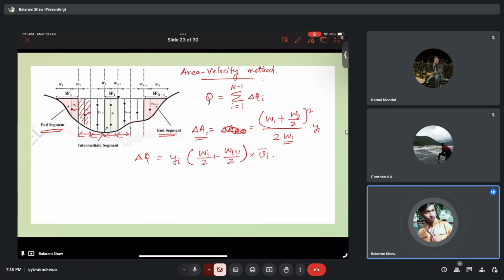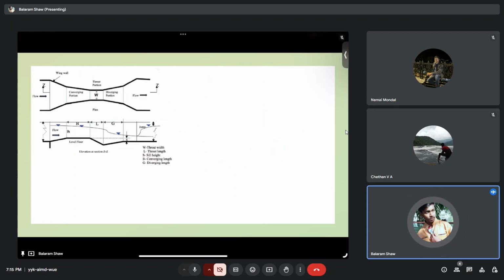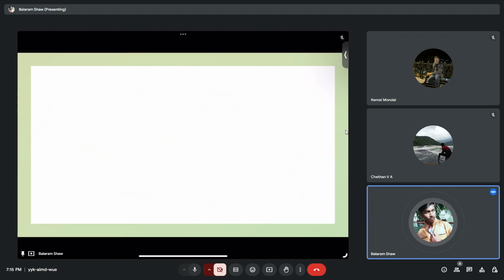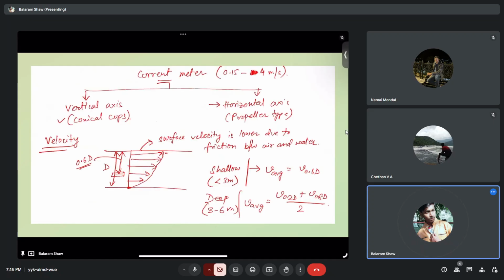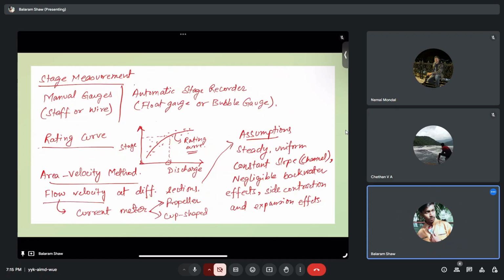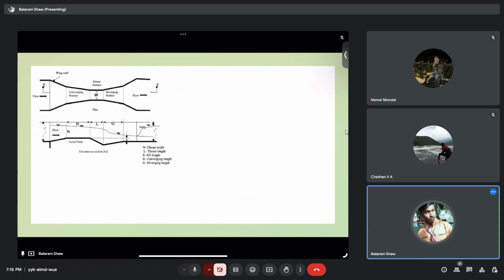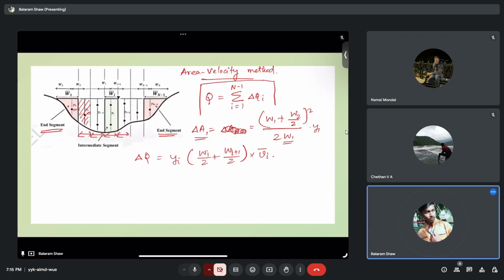Average velocity, as mentioned, you can take at 0.6 depth if it is a shallow stream, and if it is a deep stream, it will be the average of 0.2d and 0.8d. From there you can get the total area, total discharge. That is this one.